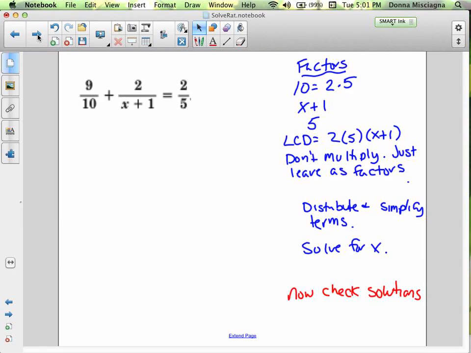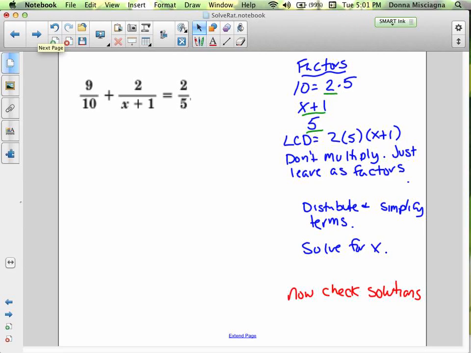But do we really need a factor of 10? Not really, because we already got one factor of 5. Do we need another one? Nope, nobody's got more than one factor of 5. So what we really only need, we just need the 2, right? The 2 and the 5 got the 10 covered, and they got the 5 covered, right? And then we need an x plus 1. So our least common denominator is 2 times 5 times x plus 1. Don't multiply them together, just leave them like that. It will make it much easier for us to simplify, right? Because we can reduce when it's all factored out.